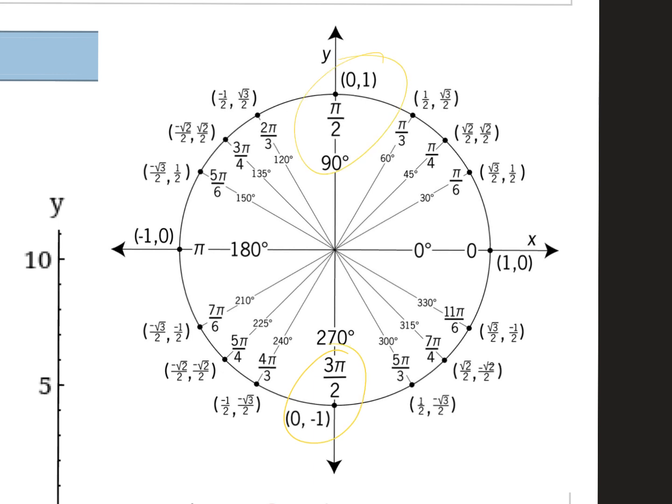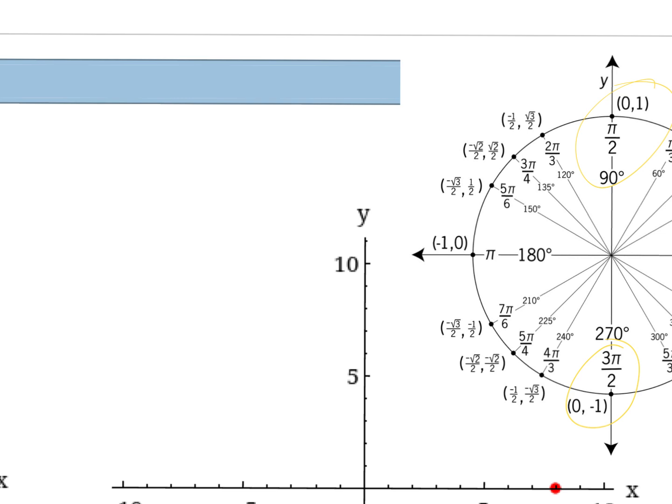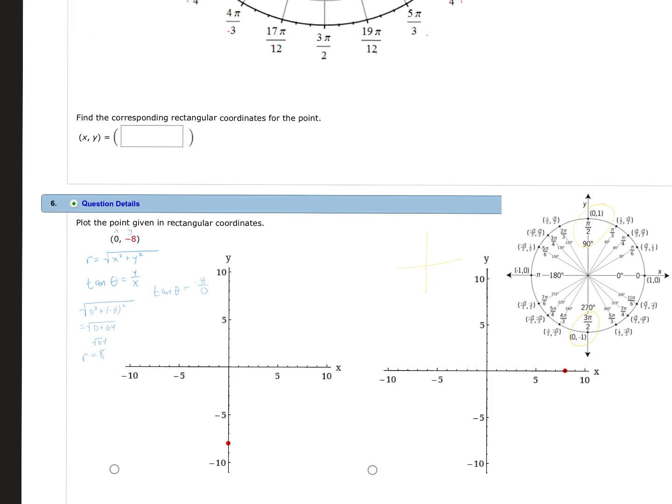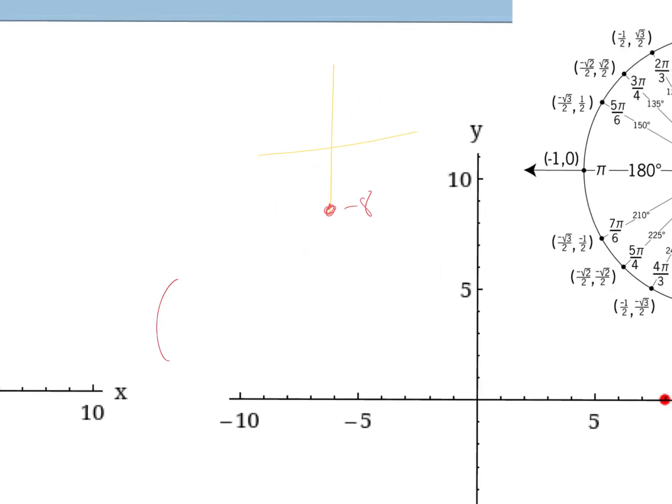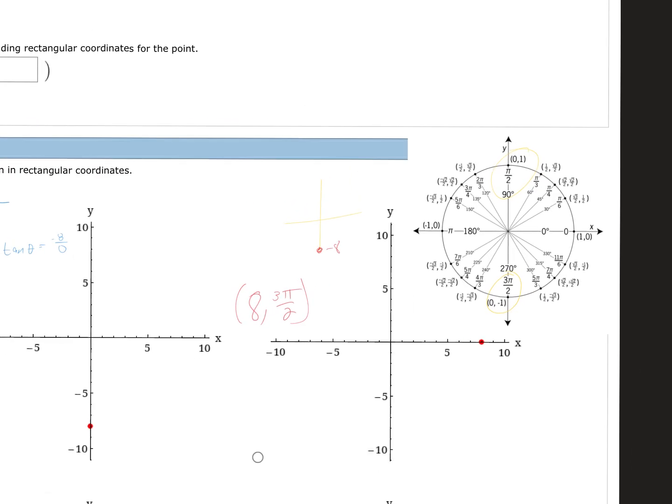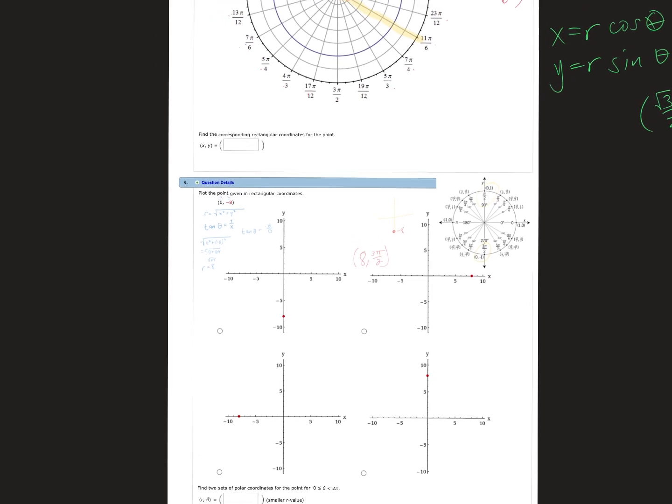Perfect. So now I'm not sure which one it is. I'm not sure which one I'm looking at. How do I figure out which one I should choose? What should I do? Let's plot the point. Where is 0, -8? It's down here, correct? So which one are we looking at? 3 pi over 2. So your answer here would be 8, is your R value, comma 3 pi over 2. Does that make sense? Plot the point. Give yourself an idea of what quadrant you're looking at, where on the coordinate grid you're looking.